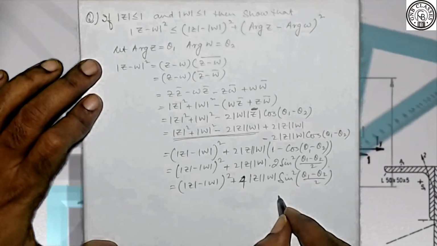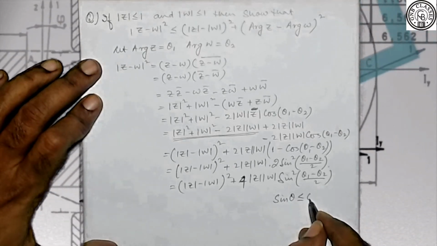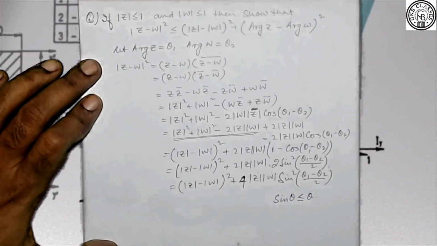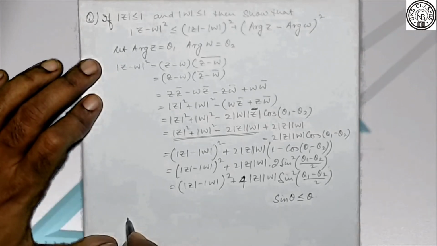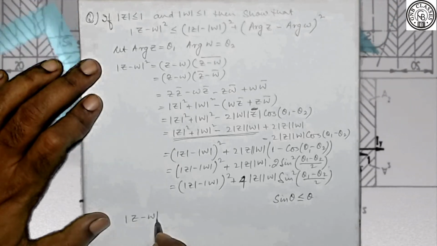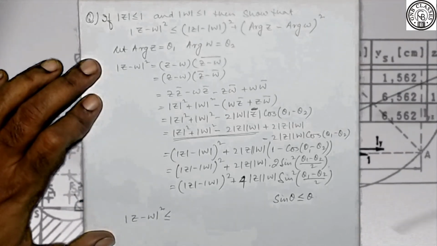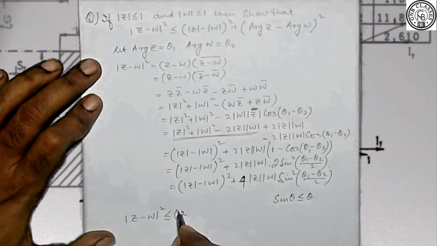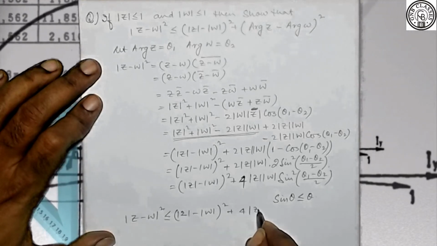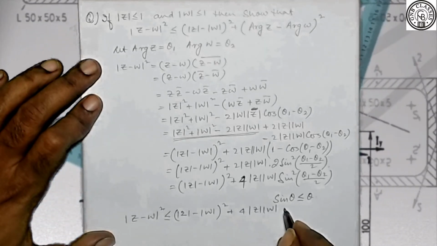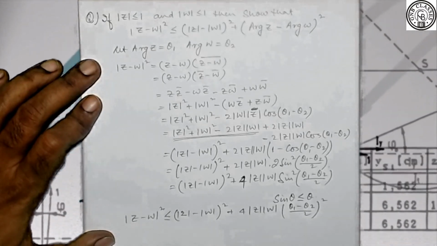So we are having like, now we all know that sine theta is always less than or equal to theta. Sine theta is always less than or equal to theta means I can say mod (z minus w) square will be less than or equal to. Is this part clear or not?